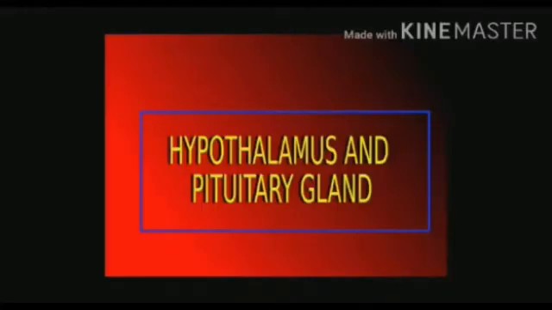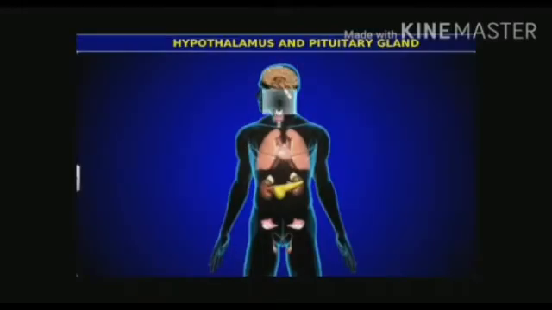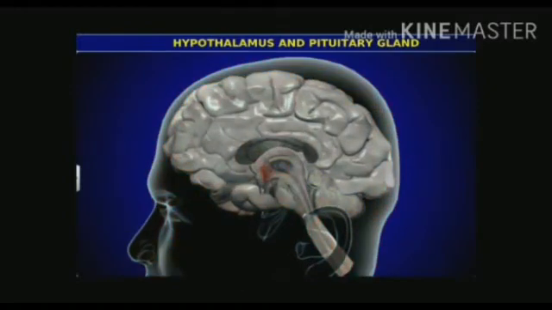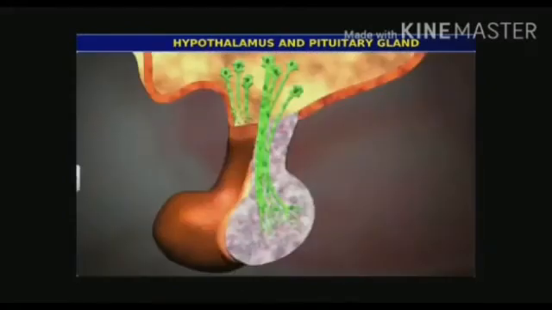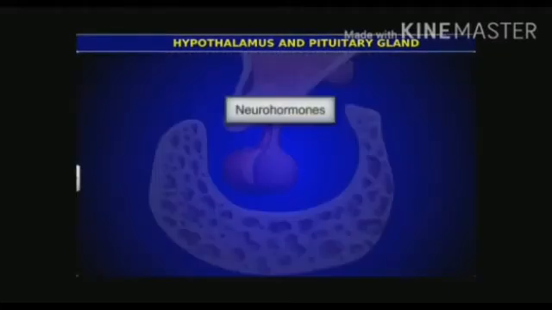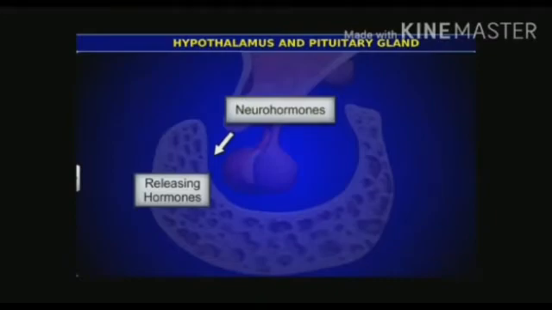Hypothalamus and pituitary gland. The hypothalamus is the endocrine gland situated below the thalamus. This gland controls the pituitary gland and thereby other endocrine glands. The pituitary gland, which is situated below the hypothalamus, has two lobes, the anterior lobe and the posterior lobe. The hormones secreted by the hypothalamus are called neurohormones. Releasing hormone and inhibitory hormones are examples of neurohormones.